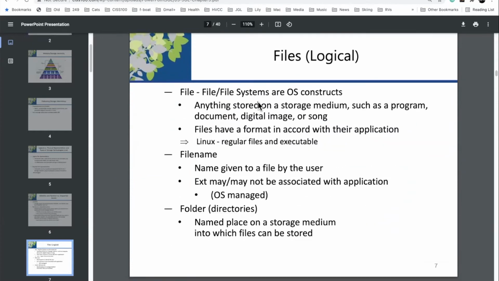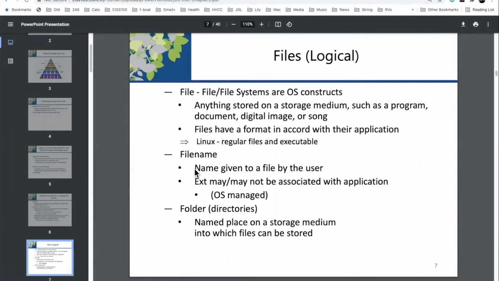So the file system and the file is an operating system, OS, construct. A file can be anything stored on a medium. And we're going to see there actually is a distinction between the storage medium and the storage device. And I'll introduce that in just a minute.